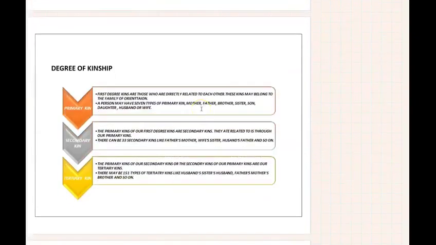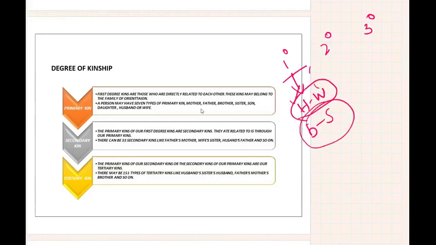Degree of kinship. In the degree of kinship, we have three degrees: primary degree, secondary degree, and tertiary degree. Primary kin are directly related to each other. Suppose husband and wife, or brother and sister, these are primary kinship. They are directly related to each other. So first degree kin are those who are directly related to each other. These kin may belong to the family of orientation, or to a different family. Like mother, father, brother, sister, son, daughter. These are directly related to the person, so they are primary kin.